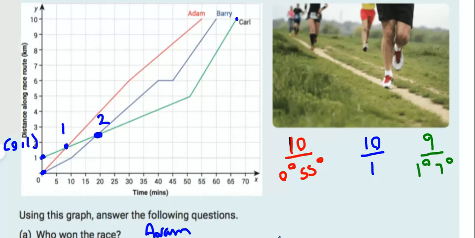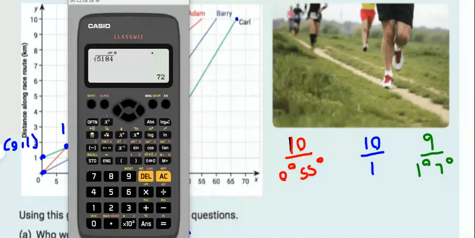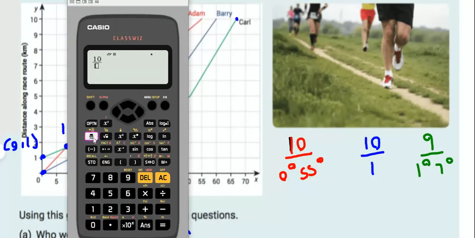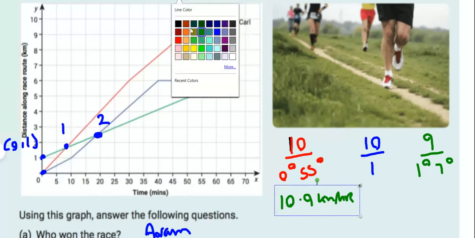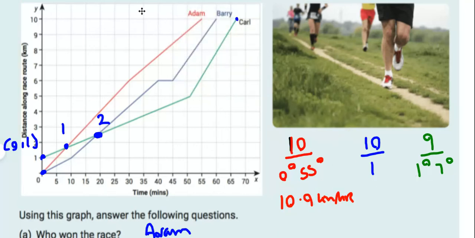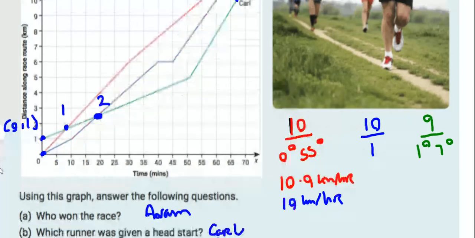Okay, put them into your calculator. Did anybody do 10 divided by 0 dash 55? And what do we get there? 10.9? Yeah. The second one's easy, isn't it? 10 kilometers an hour. And finally, the last one. Who got 9 divided by 1 and a 7?